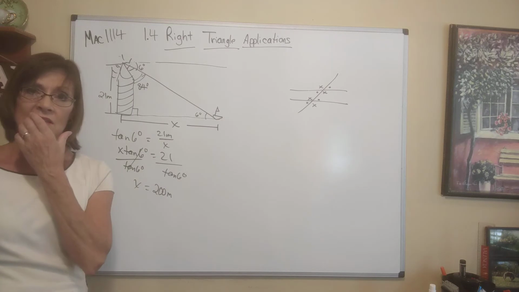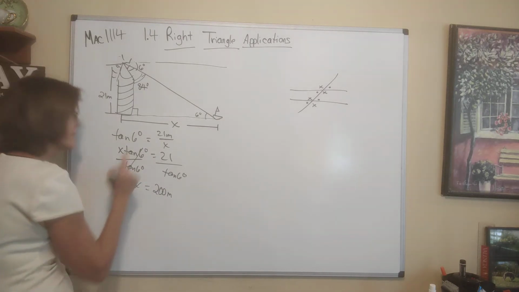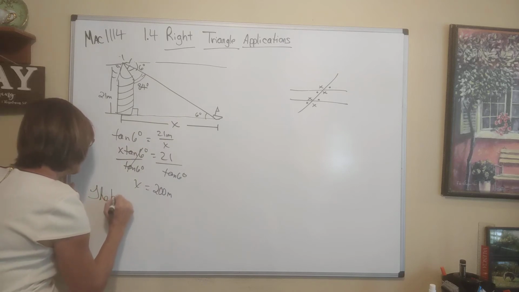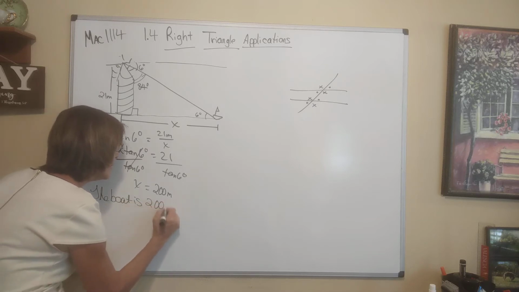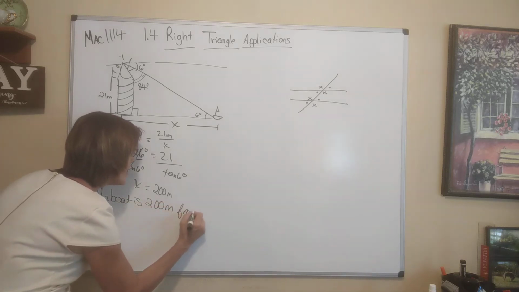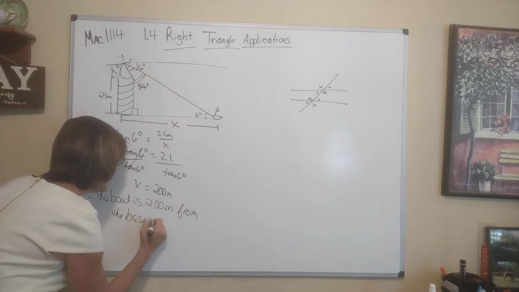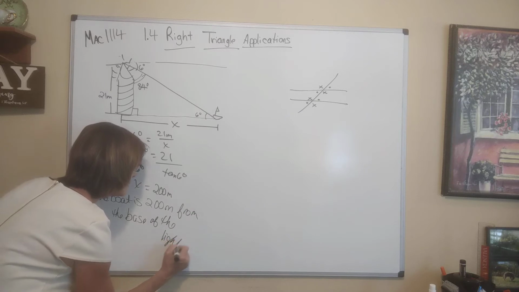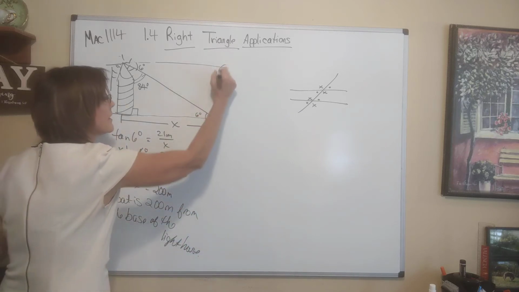Let's write a sentence. The sailboat, not sailboat, the boat. I just drew a sailboat. The boat is 200 meters from the base of the lighthouse. Just like that. All right, good.